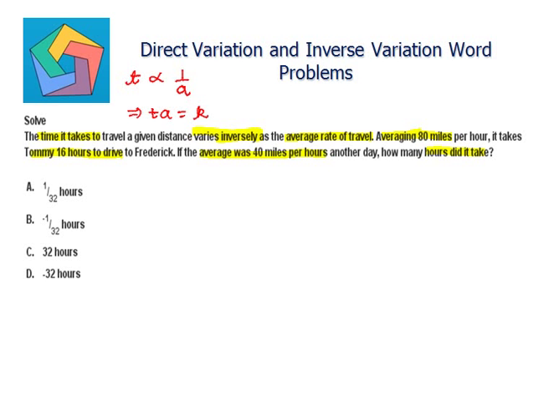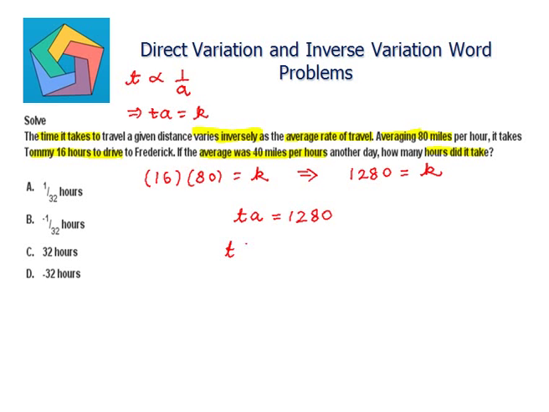Now it says averaging 80 miles per hour, it takes Tommy 16 hours to drive. So t is 16, 80 is the average, this is equal to k. This implies 1280 is equal to k. So my equation becomes t times a is equal to 1280.